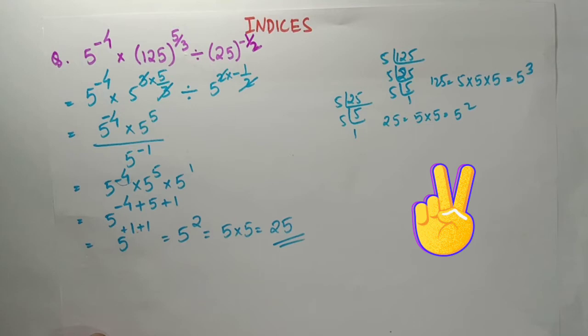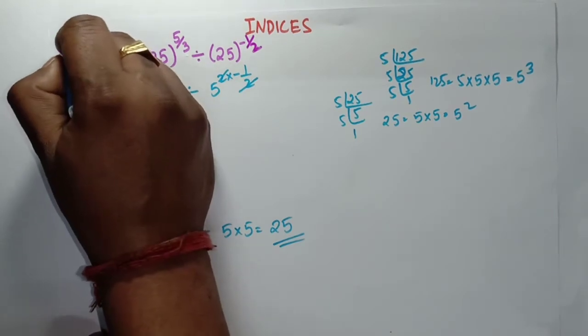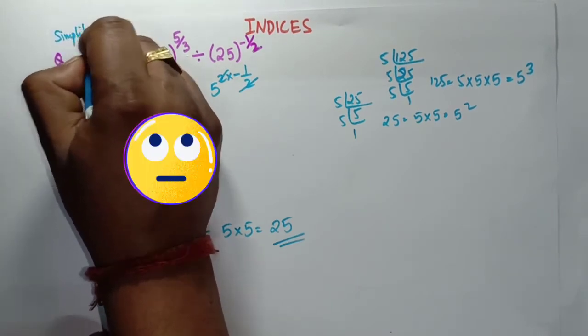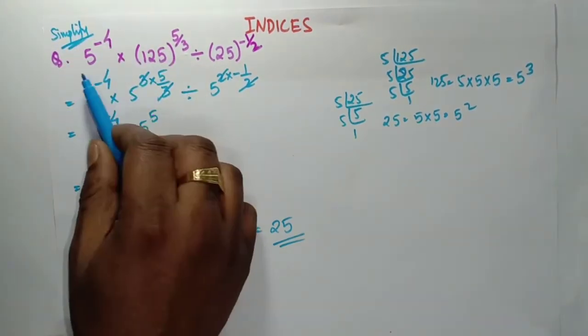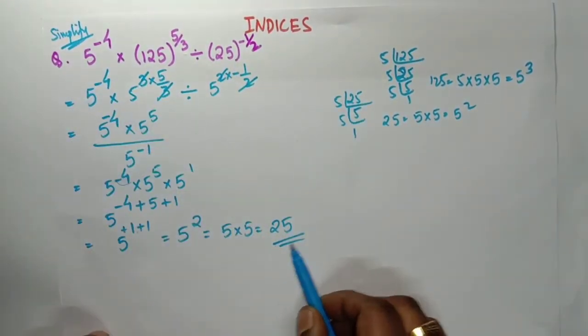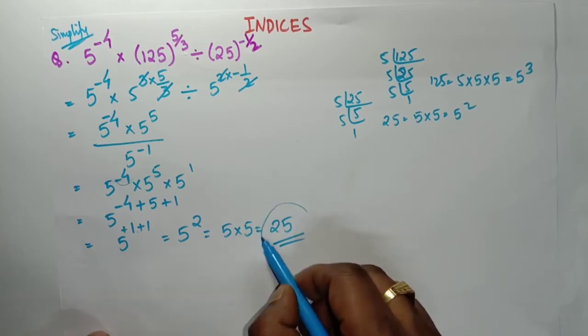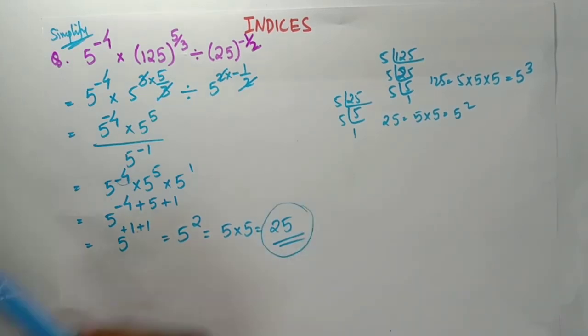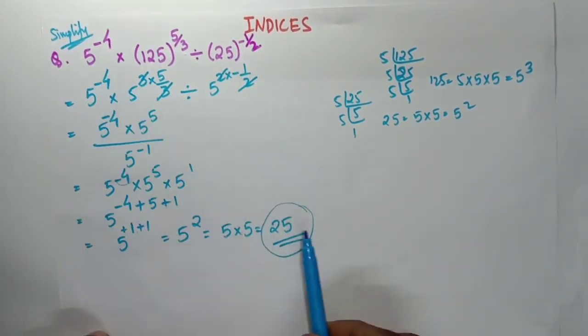Now let's solve another question. This question says simplify. So what does simplify mean? You can see the question, it's very complicated. Now I got the answer in a simple form. That's why it is called simplify. It means we are simplifying the question into a simple form. So let's do the next question.